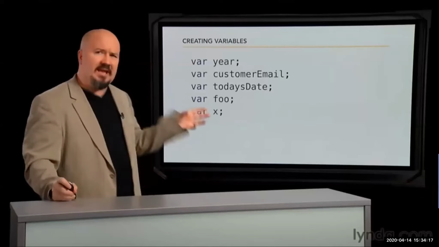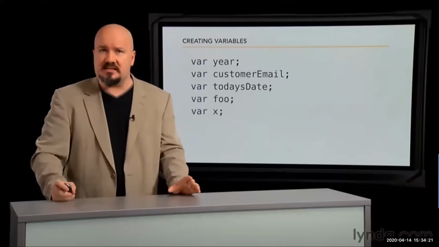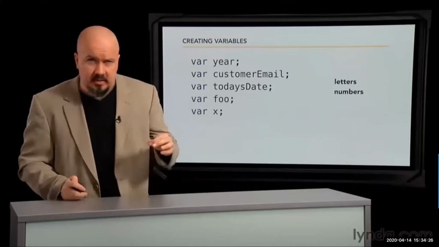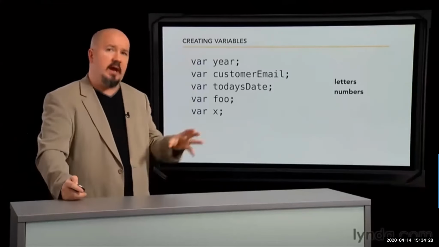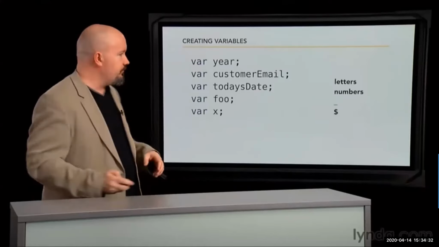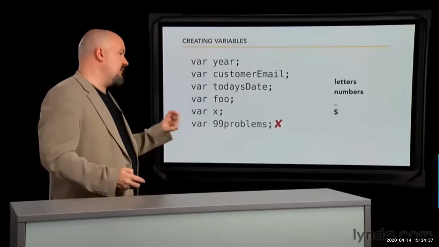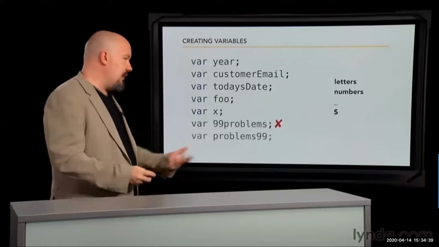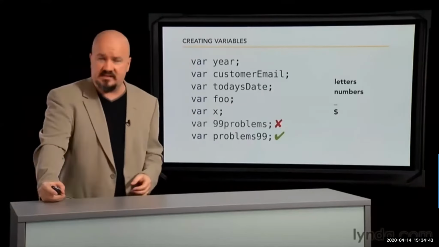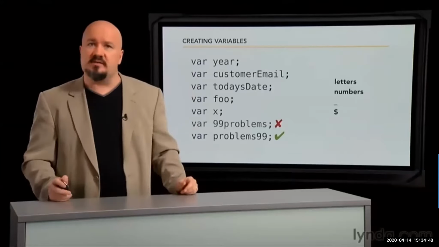Now, the name that you use for your variable must be written as one word. There are no spaces allowed, and it can be made of letters, numbers, the dollar sign, and the underscore. No other characters are allowed, and you can't start with a number. So this variable name, for example, would not work, but reversing them so the number is at the end would work. We'll talk more about naming our variables later on when we talk about style guidelines, but I'm just going to use simple names for now.